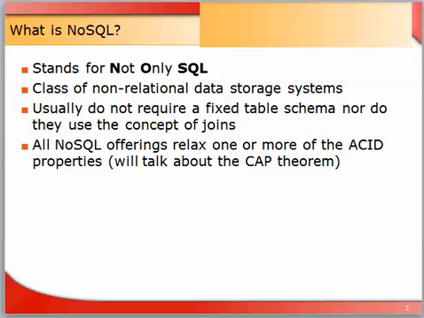Motivation for this approach includes simplicity of design, horizontal scaling, and finer control over availability. The data structures used by NoSQL databases differ from those used in relational databases. For example, key value, graph, or documents are used in NoSQL. All NoSQL offerings relax one or more of the ACID properties that we will talk about later.